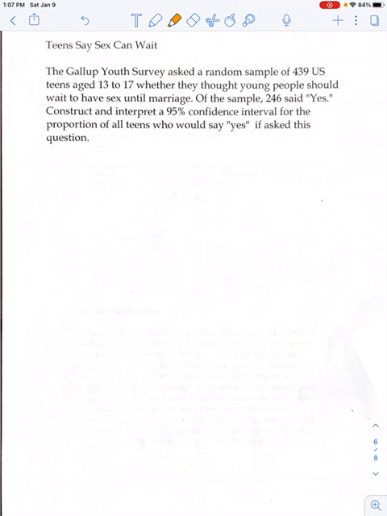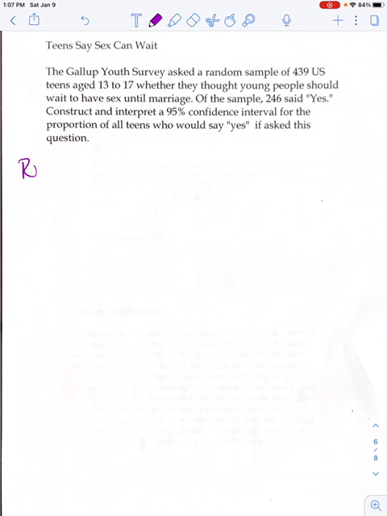So I have this sample, I have sample data, but now I want to estimate what that means for the entire U.S. teen population. Okay? So here's what I want you to do. I want you to pause the video, and I want you to do your 3 conditions. And then once you're done with your 3 conditions, hit play. I'm going to go through mine really quickly, and then we'll go from there. So everybody pause.